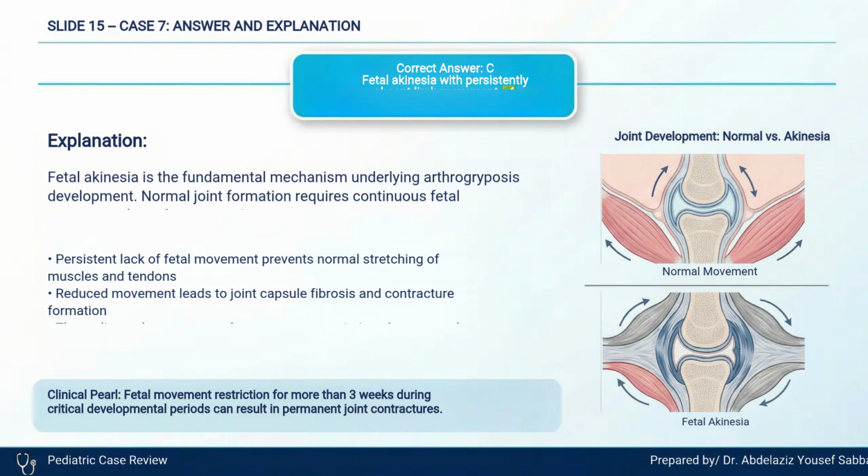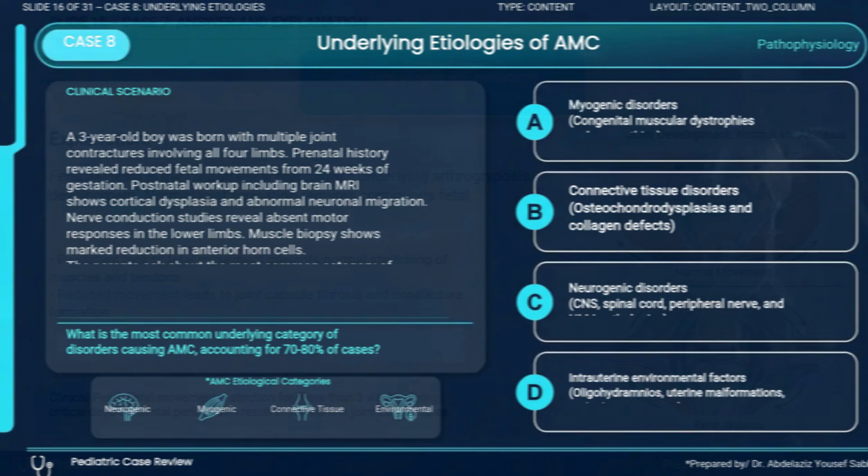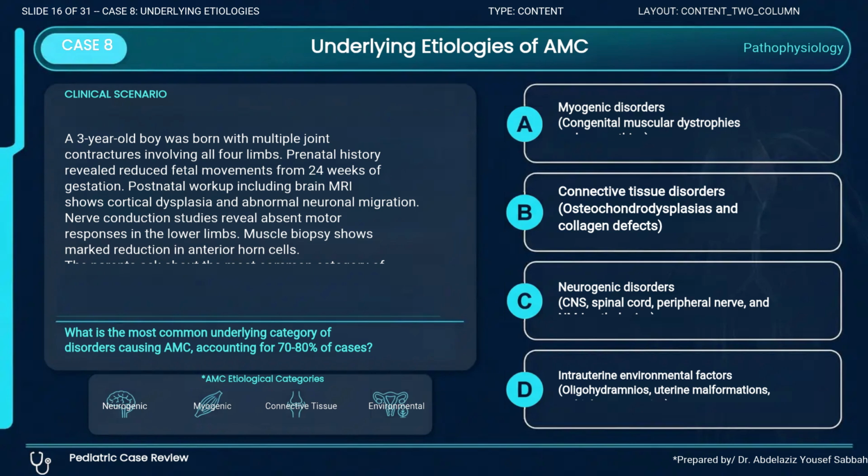In this case, the amniotic fluid volume is normal, ruling out oligohydramnios as the primary cause. A vital clinical pearl, fetal movement restriction for more than 3 weeks during critical developmental periods can result in permanent joint contractures. Case 8. A 3-year-old boy was born with multiple joint contractures involving all 4 limbs.